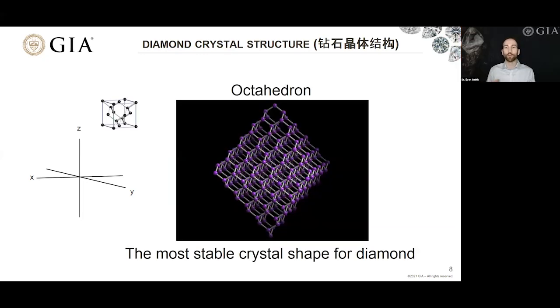As a diamond grows, this structure is repeated many times in 3 dimensions. In natural diamonds, the octahedron is the most common shape that tends to form because it's the most stable crystal shape.